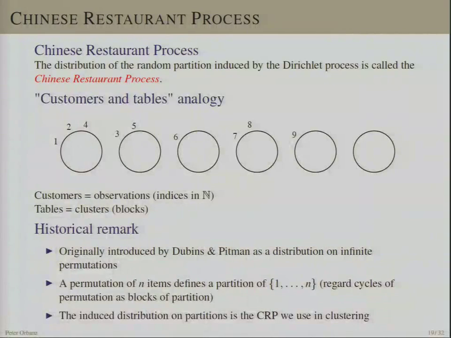But basically, when you generate permutations, the order in which people sit at these tables matters. If you want to generate a partition, the order doesn't matter. It only matters who is in which block, right? So you get a distribution on partitions by throwing away the order. You have a distribution on permutations, you forget the order, you get a distribution on partitions. And that is then also called the Chinese restaurant process. It's in a way a much simpler object, but that is what we always use in clustering. Okay?